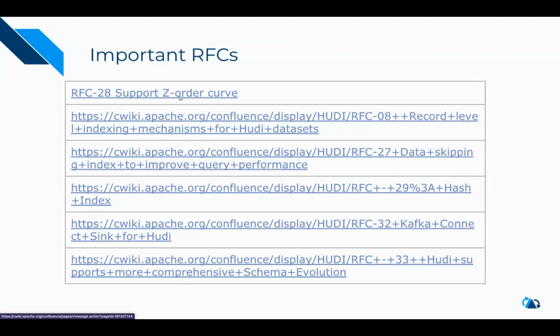And there are some important RFCs here: the Z-order curve, the record level index, and the data skipping index, where I think we can potentially do a 10x better job than some of these other formats where the stats are stored in a more flat file. And the hash index, I think I looked at it. It has some comments to be resolved. For Kafka Connect, we want to support at least immutable data with all the table services, with deletes and clustering, in the next release.